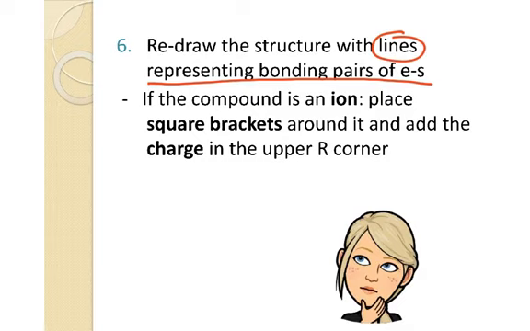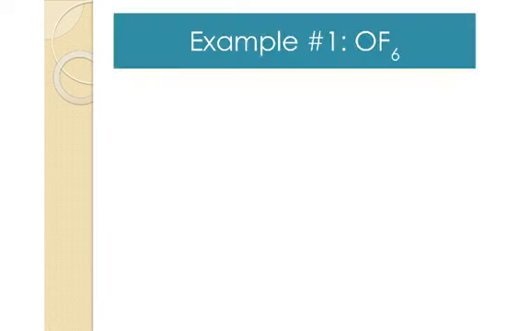And if you have an ion, you're going to put a square bracket and charge around that ion in the upper right hand corner to finish that off. So let's see this all in practice.